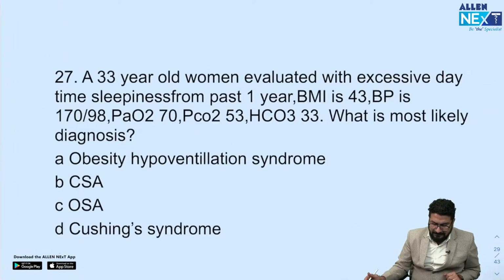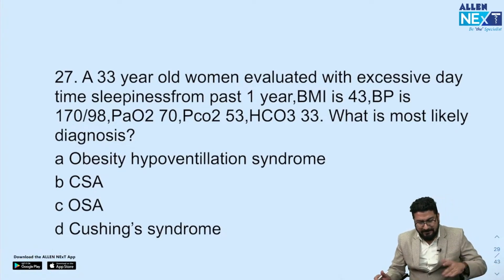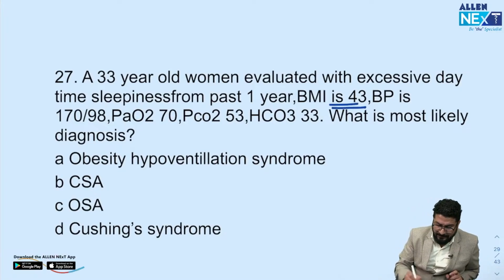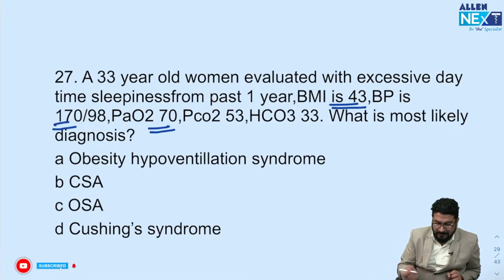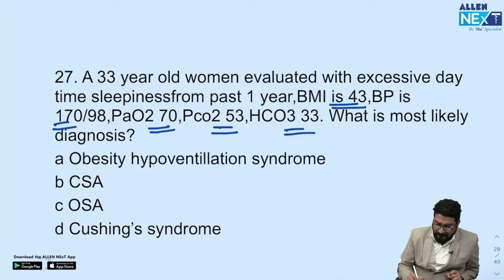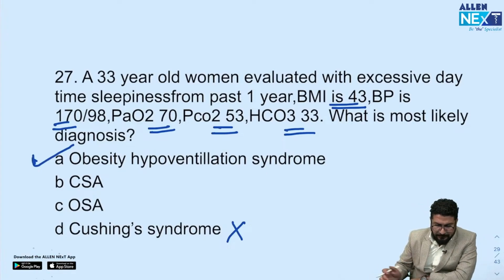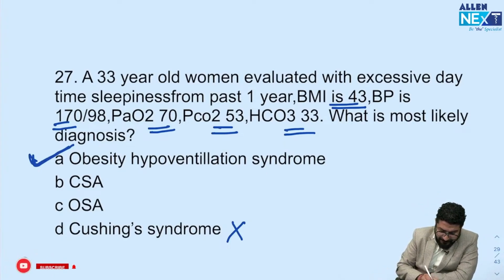Okay, coming to the next, a 33-year-old woman evaluated with excessive daytime sleepiness for the past 1 year, BMI is high. So this was a straightforward question. This same question came in INICET in this attempt, repeated in your exam. So BMI is high, you can see BP is high. PO2 is 70, PCO2 is 53, and bicarbonate is 33. So it's a patient having respiratory acidosis. So it is not Cushing syndrome, and it's not OSA or CSA. It's a case of obesity hypoventilation syndrome because the patient is having respiratory acidosis. This thing also we have discussed. Obesity hypoventilation syndrome.